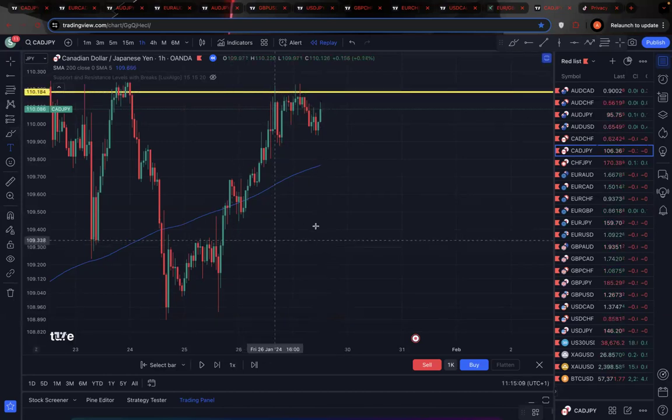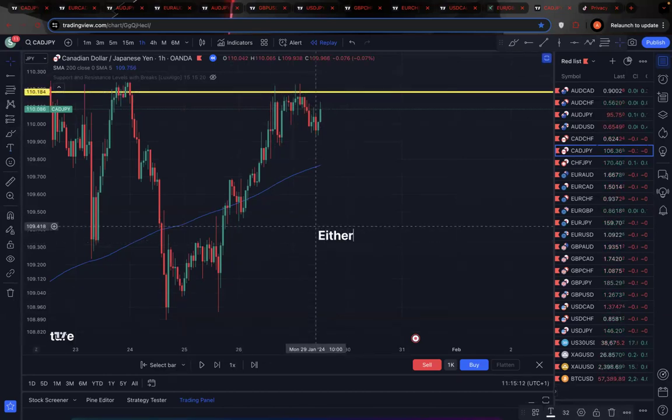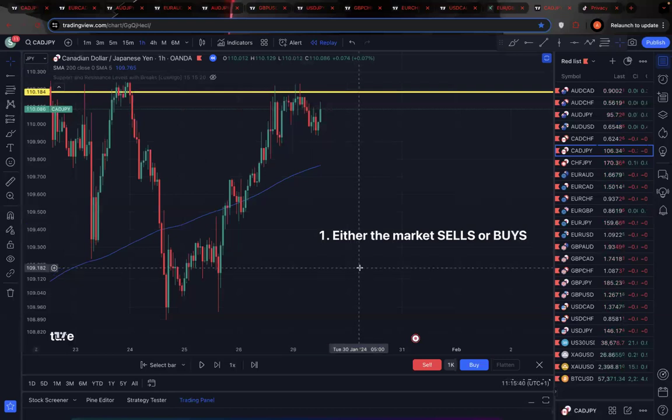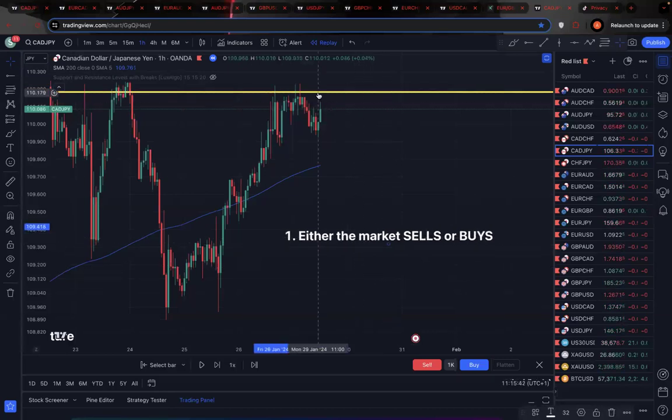there are two things. Either the market sells or it buys. So there's a 50-50 chance, because the market can hit here and respect it as it has been respecting before, or it can break through.